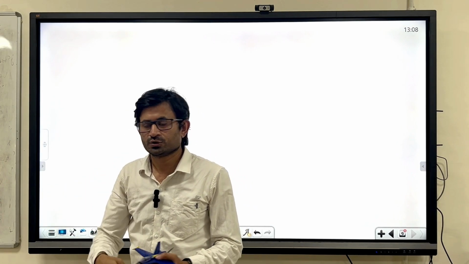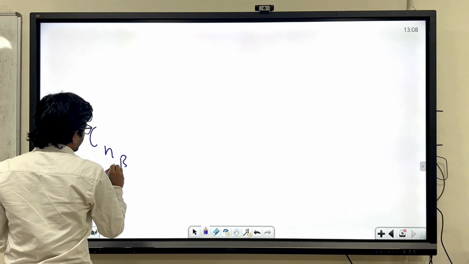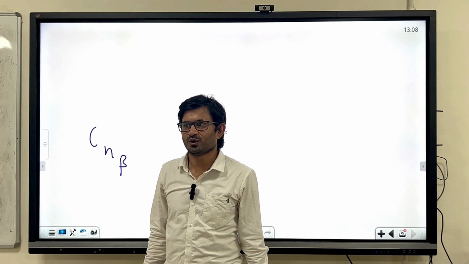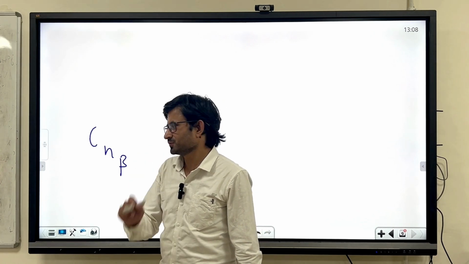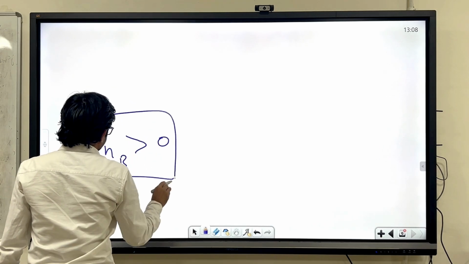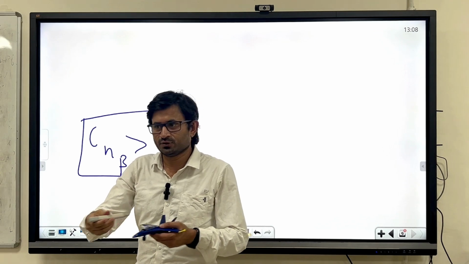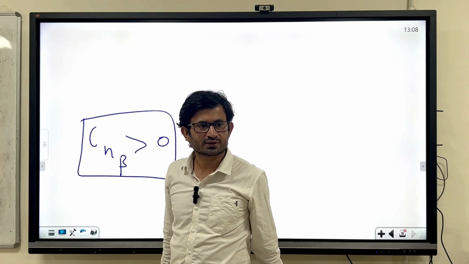So from this, what will be the Cn beta value? Positive or negative? Positive. Perfect. Because from where the beta is coming, you are entering in that direction only. It's also called weathercock stability.